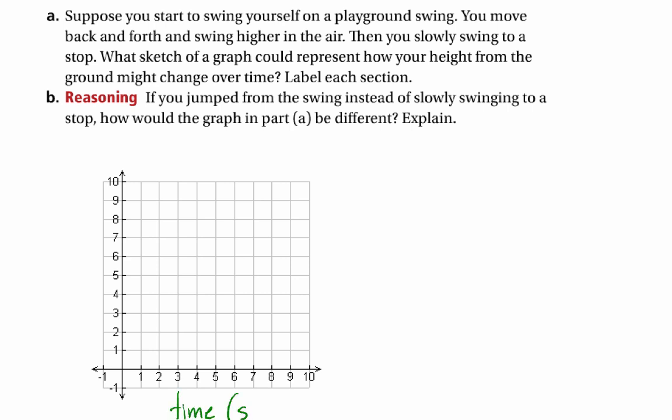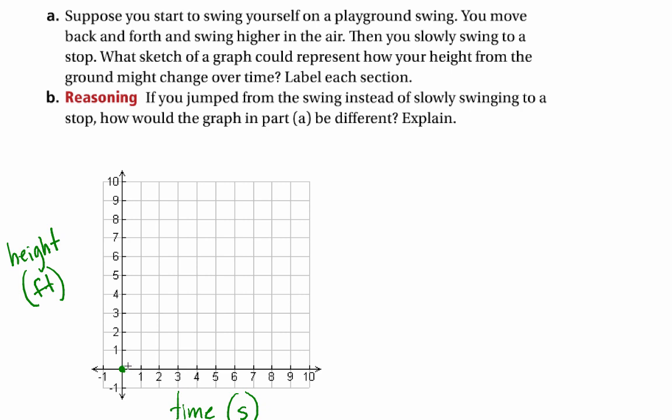and that's in seconds. And time is almost always 99.9% of the time going to go on the horizontal axis. And then we have our height on the vertical axis, and that's in feet, right? Okay, so at time 0, our height's going to be 0. We haven't swung yet. So then we're going to start to swing, okay? And we're going to swing higher and higher and higher.